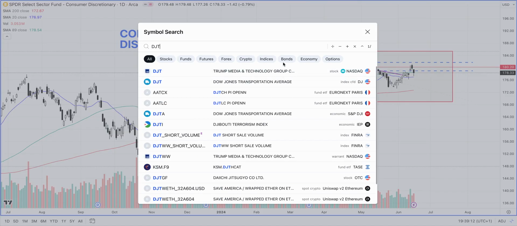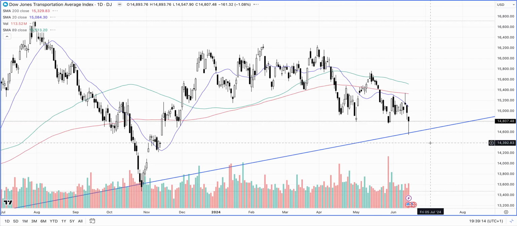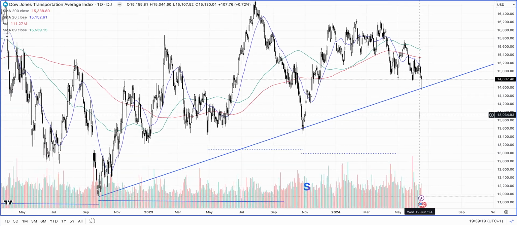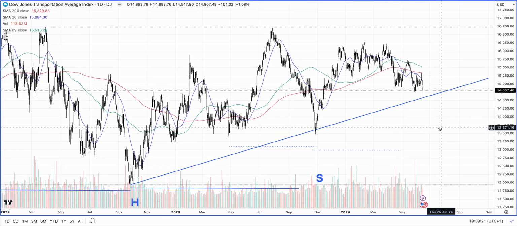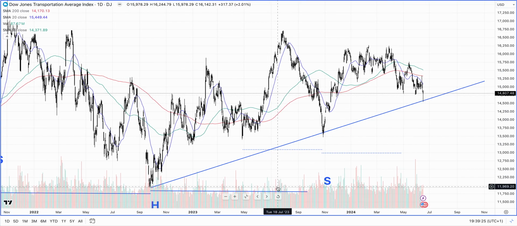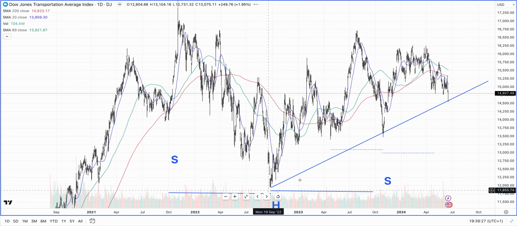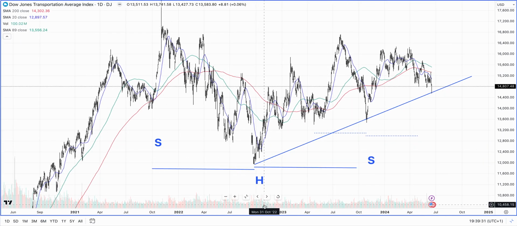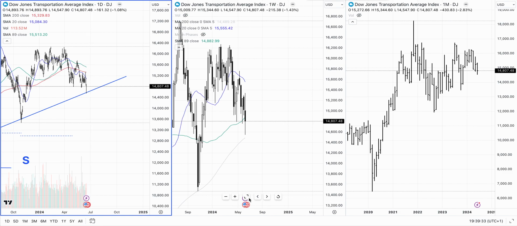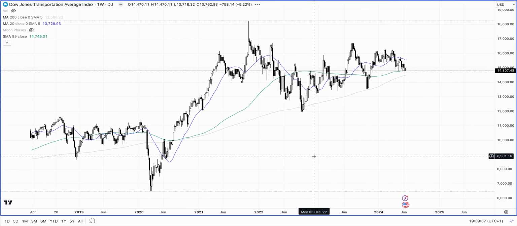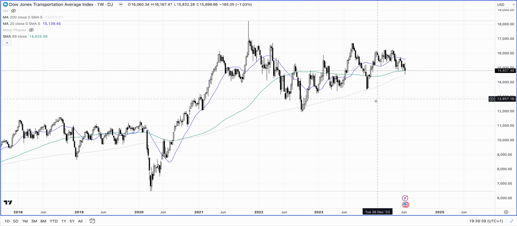Transporters, so let's take a look at the transporters. They came and, here we go, tested this trend line. So, an interesting development. I think at one point we had also discussed this inverse head and shoulders pattern. And on the weekly chart, what do we see? We just see a really range bound market here.